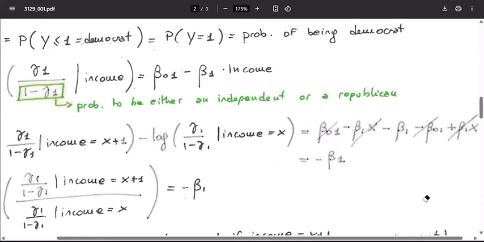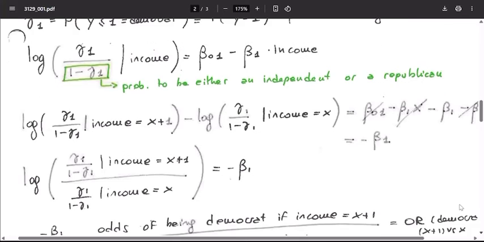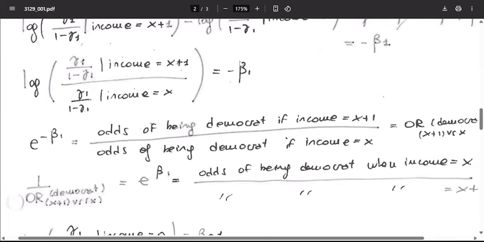Okay, so take a look at that. You see that? The log of this minus log of this, I can rewrite as log of this divided by that, and that gives me negative beta 1. If I have a negative beta 1, if I want to make any interpretation, I still need to exponentiate. So what I'm going to be exponentiating is negative beta 1. Does that make sense? That's going to be that.